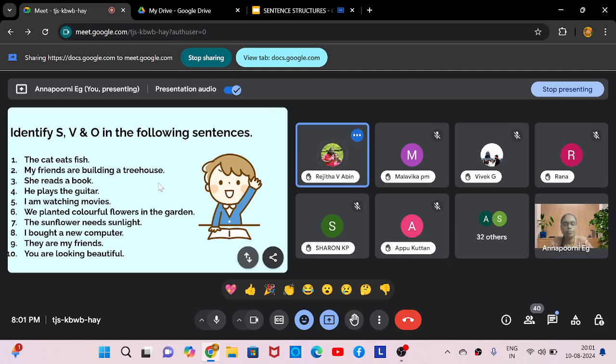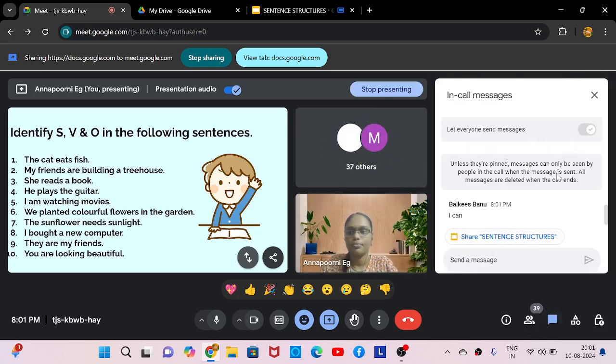Verb is eats. Object is fish. Very good. Verb means any action. So eating is an action, right? So eats is the verb. Okay, very good. Yes, next one, Asna.